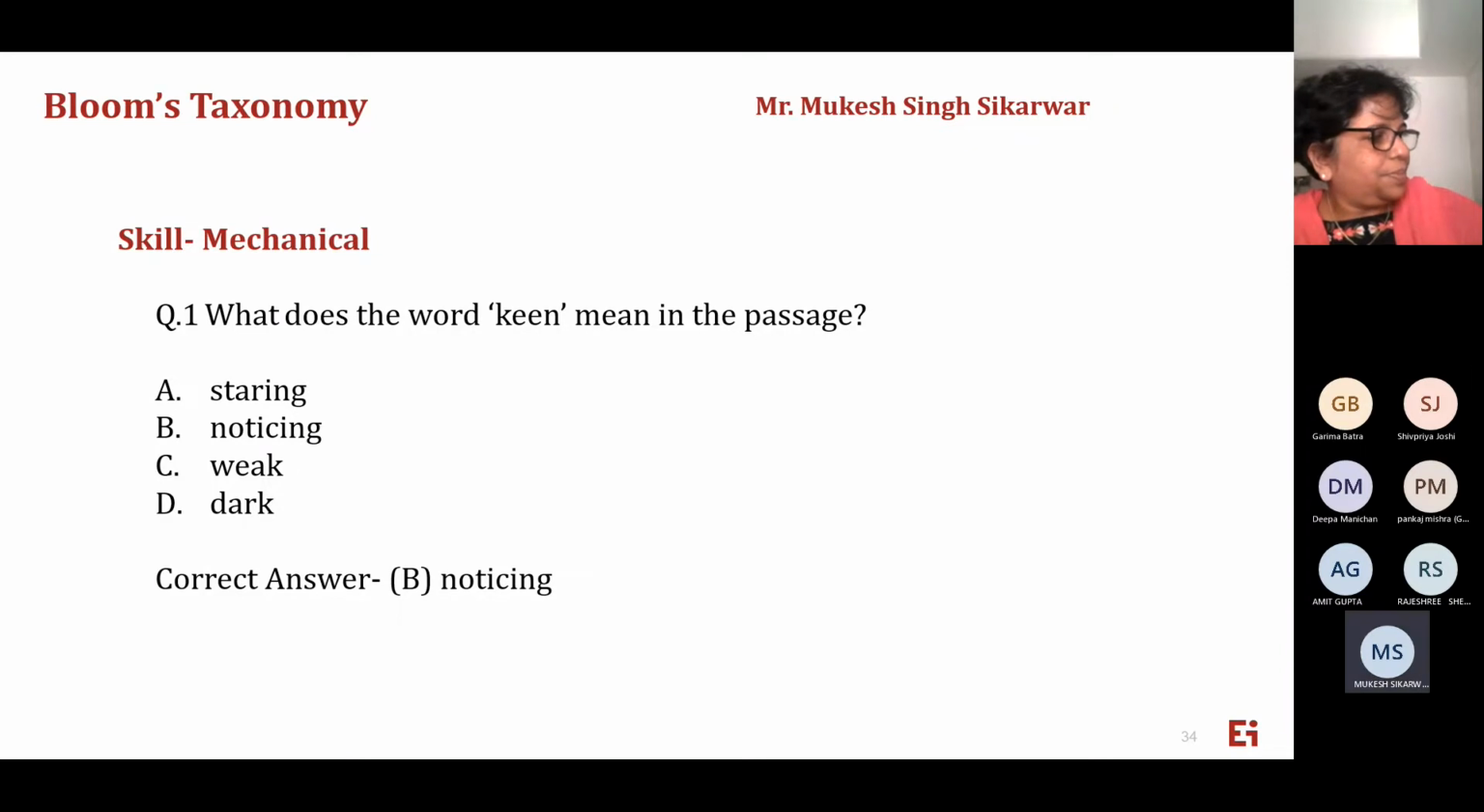What does the word keen mean in the passage? Option A, staring, B, noticing, C, weak, D, dark. Actually, I've kept this question in the mechanical domain because I think after having gone through the passage, we can clearly identify what the word keen means there. So that's my opinion. But I would also like to hear others.